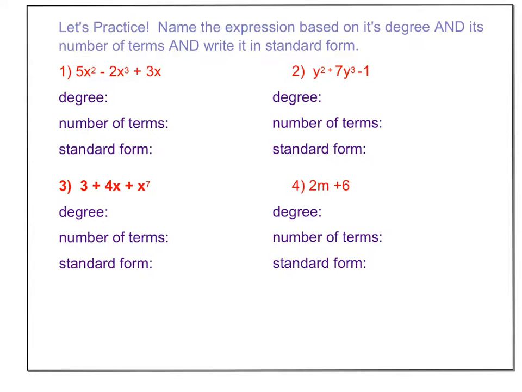Alright, well, we're going to do some guided practice. I'll do the first one with you, and then you guys can do the last 3. So looking at polynomial number 1, the question is, what is the degree? Remember, that is the highest power that you see in the polynomial, and that would be a 3. The next question is, how many terms do you have? And we're going to name it. So we have 3 terms, and we know that's called a trinomial.